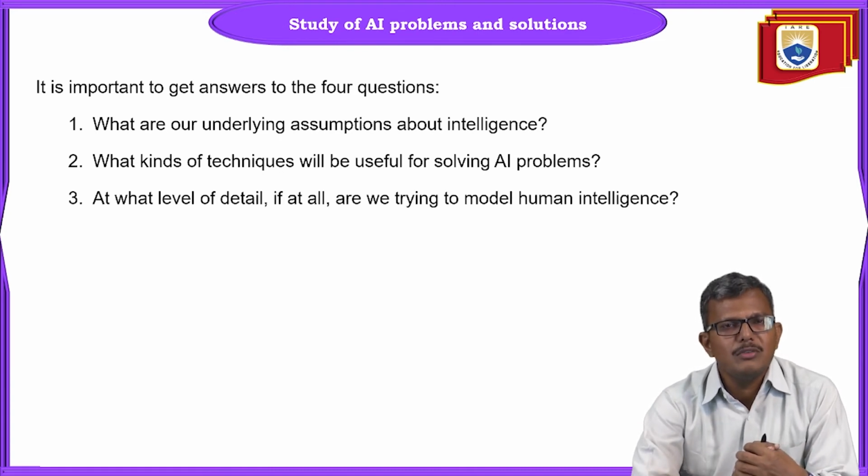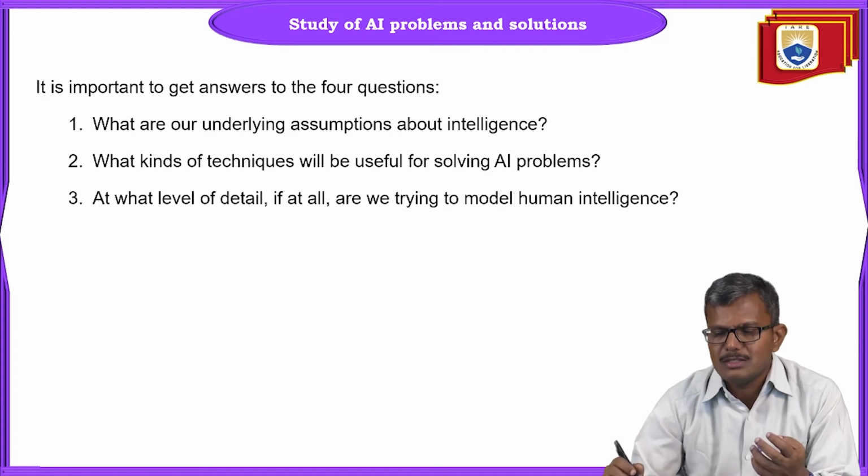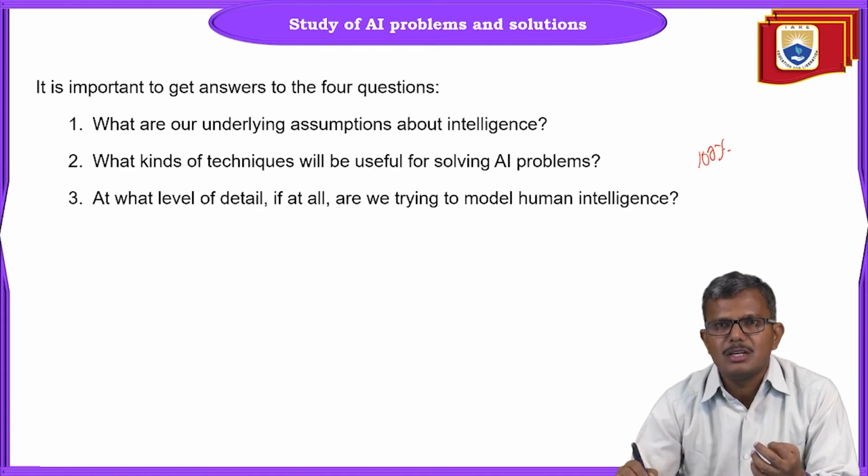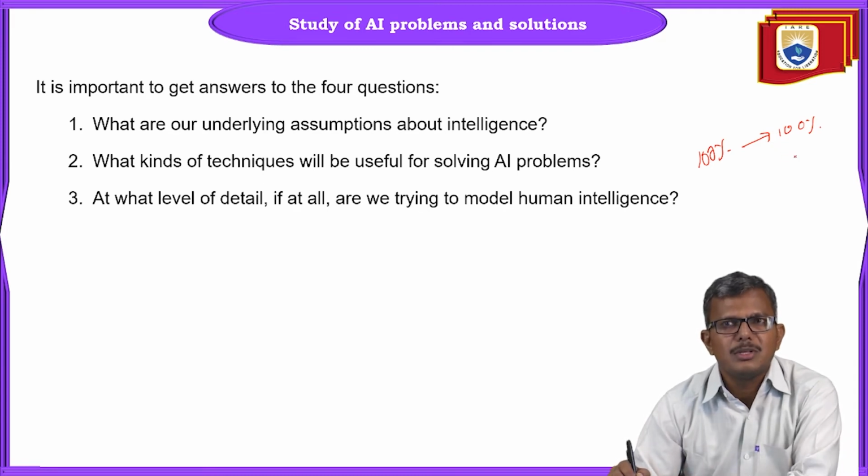And the next one is, at what level of detail, if at all, are we trying to model human intelligence? This is also important. Why? Because every time we say that we are making machines act just how humans act. Even so, we cannot say 100%. For example, if the implementation level of a human is 100%, you cannot expect the same 100% from machines. Of course, we may expect it in future, but at present we are not succeeding at this 100%. So you need to keep some point: at what level of complexity are you trying to solve the problems.